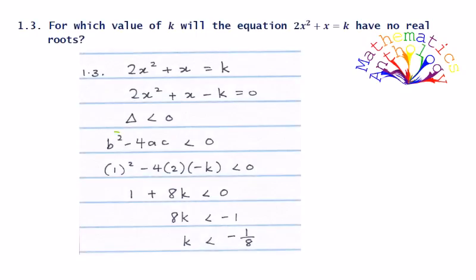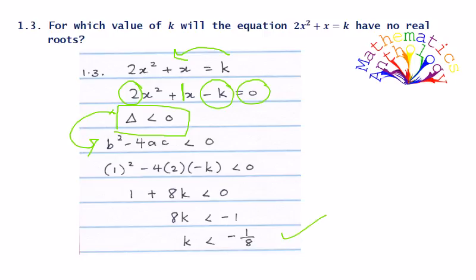The last question here for this algebra section is: for which value of k will the equation 2x squared plus x equals k have no real roots? So no real roots is the same thing as unreal roots. You must remember that for unreal roots, delta is less than 0, where delta stands for b squared minus 4ac. So your equation that you need to work with is b squared minus 4ac is less than 0. You need to determine from the equation that's given your a, b, and c values to substitute into this equation.